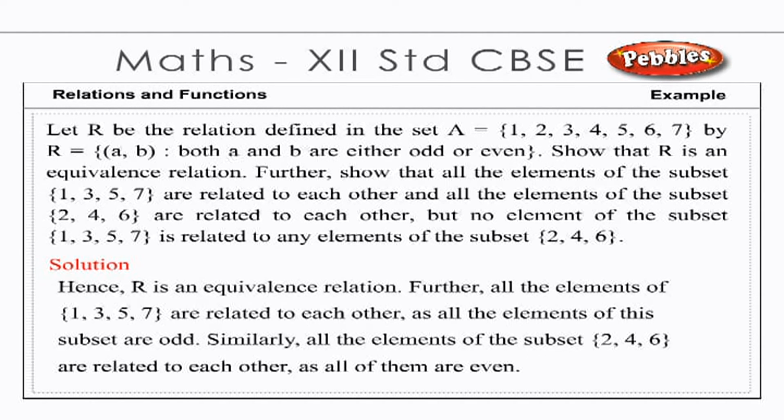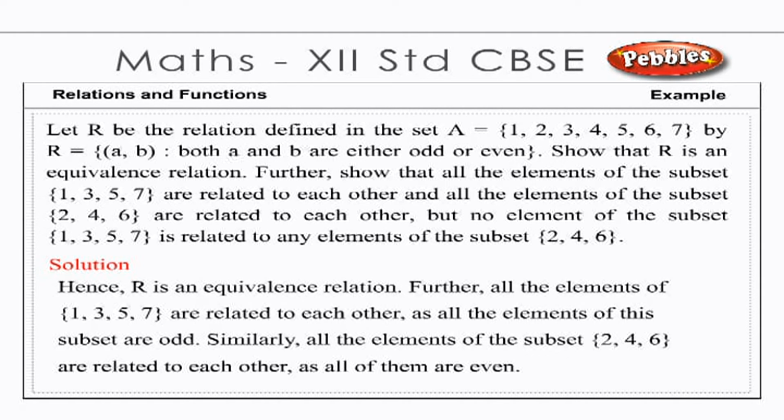Further, all the elements of {1, 3, 5, 7} are related to each other as all the elements of this subset are odd. Similarly, all the elements of the subset {2, 4, 6} are related to each other as all of them are even.